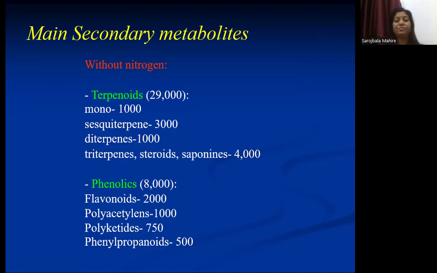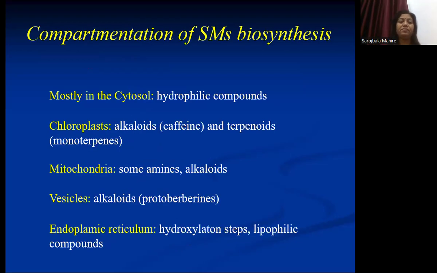Phenolics are near about 8,000, and they are divided into different classes. Flavonoids are also one of the phenolic compounds. So flavonoids are near about 4,000. Polyacetylenes near about 1,000. Phenylpropanoids, these are near about 500 units.